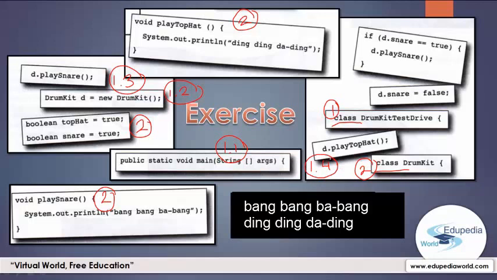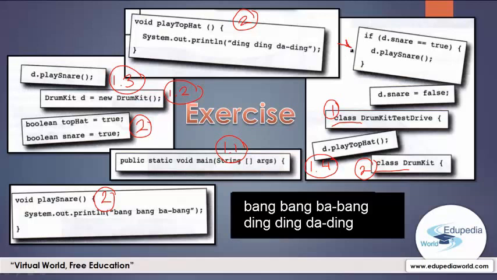Okay, now we are done with creating the DrumKitTestDrive class. You can see two code snippets were not used in here: this code snippet and this code snippet. And here is an extra question. If we have to include all the code snippets, where do these two code snippets go? Let's try to find the answer.